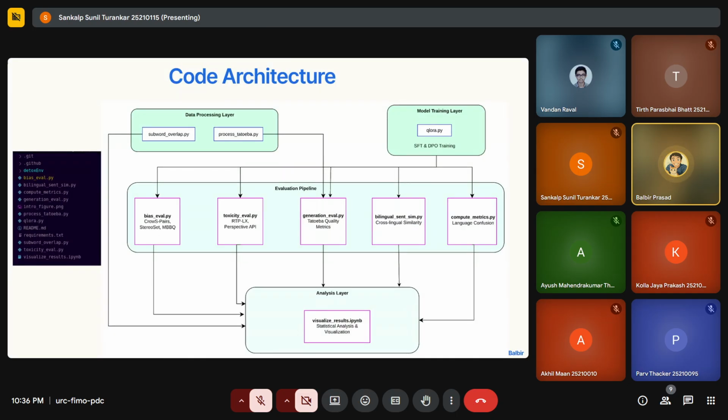The subword overlap script basically analyzes the token overlap between model tokenizers across close to 100 languages. And the Tatoeba script just prepares the multilingual sentence pairs for evaluation.